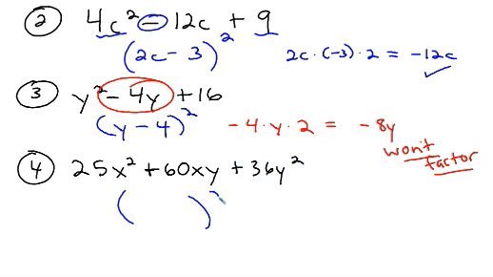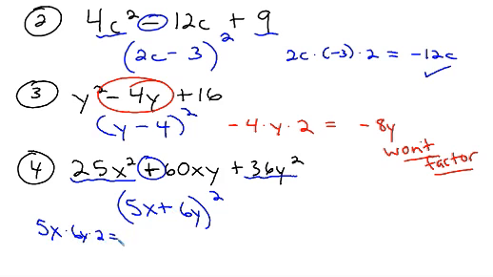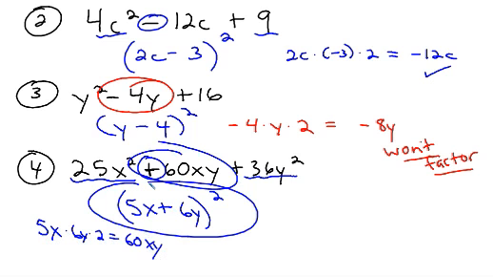I set up my parentheses, a binomial squared, and I say, what's the square root of 25x squared? It's 5x. What's the square root of 36y squared? 6y. Since this is a plus, this is a plus, I check my middle term. 5x times 6y times 2 is 60xy. So that checks with this middle term. So this is my answer. And we will stop there for today.